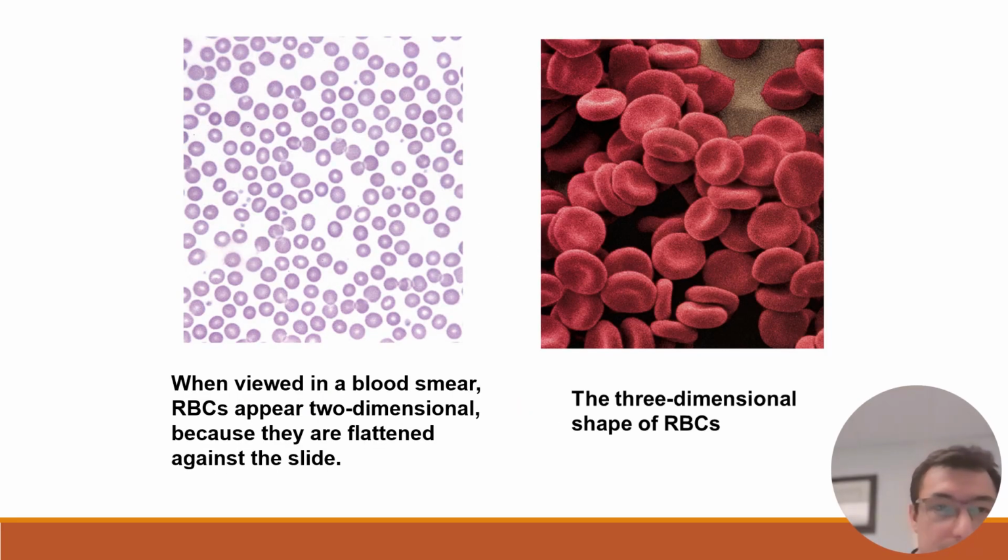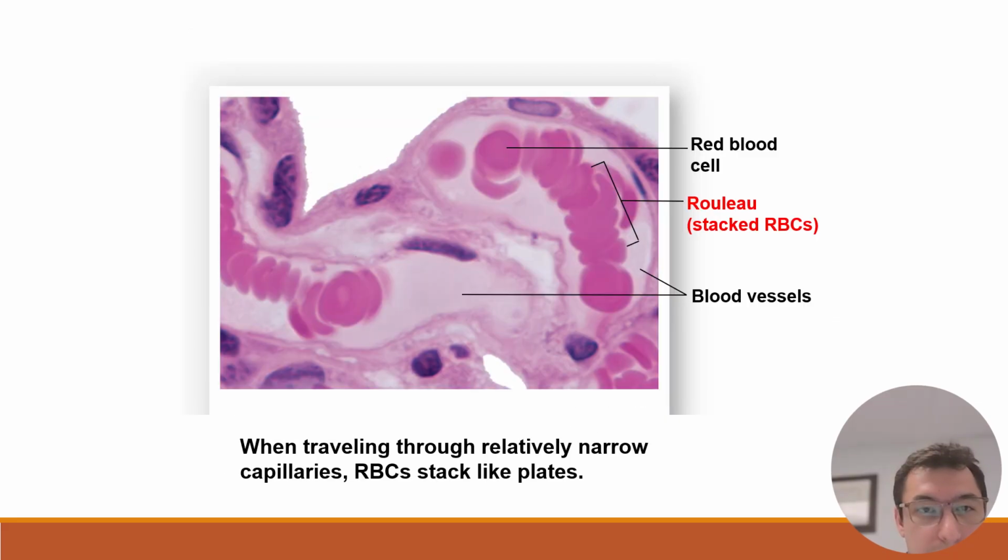So this is a smear of whole blood. You will see that most of it is red blood cells, and this is what they will look like in a three-dimensional picture. This is a capillary, and you can see how they're stacking into a rouleau here, and these are blood vessels.